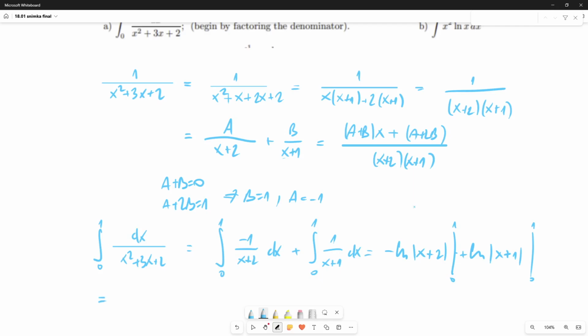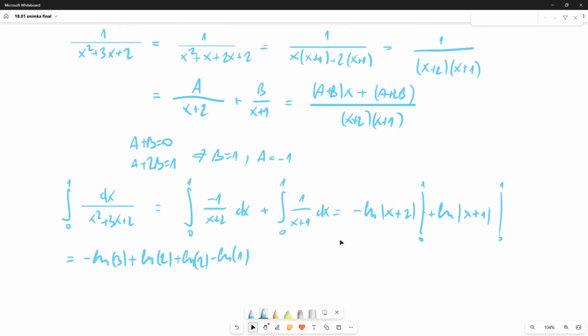We plug in the limits. We obtain minus ln of 3 plus ln of 2 plus ln of 2 minus ln of 1, and this is equal to 2 times ln of 2 minus ln of 3, because ln of 1 is equal to 0, which is equal to ln of 4 minus ln of 3, which is equal to ln of 4 over 3.